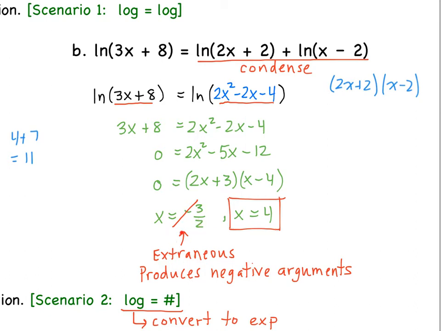But what you should see is I crossed out this x equals negative 3/2. Why? Because if we were to plug these back in, negative 3/2 times 3 is negative 9/2 plus 8. Well, that part works. But if I look over here, negative 3/2 minus 2, this is a negative argument. We can't have negative arguments, so we throw that one out. It's called an extraneous solution. When we plug 4 into this argument, it's positive. 4 in here, we get a positive argument, and we get a positive argument here as well. So 4 is our only answer for this question.